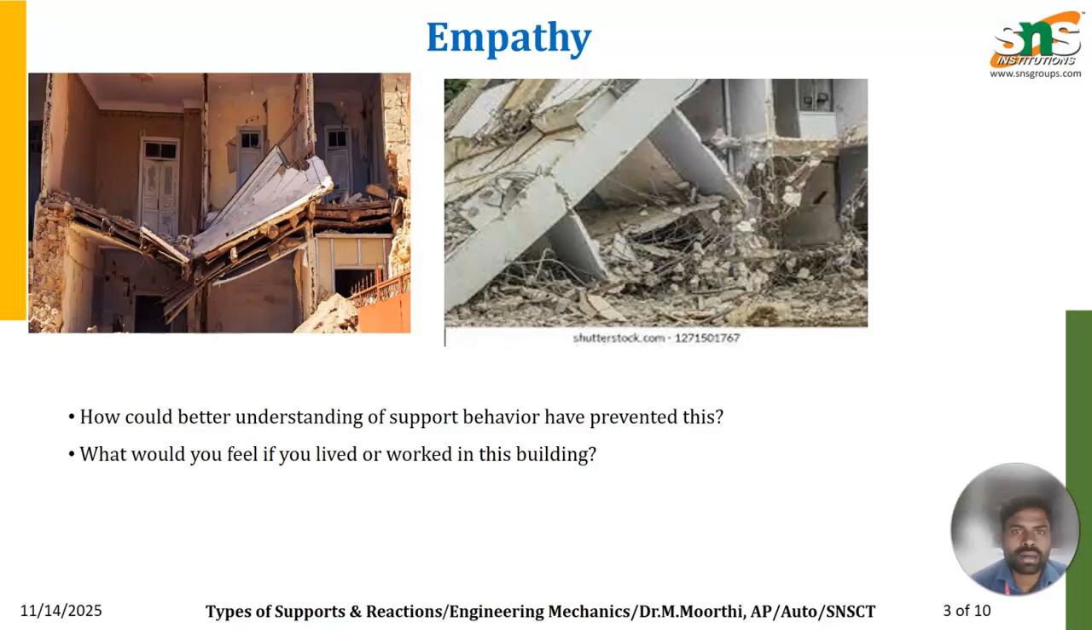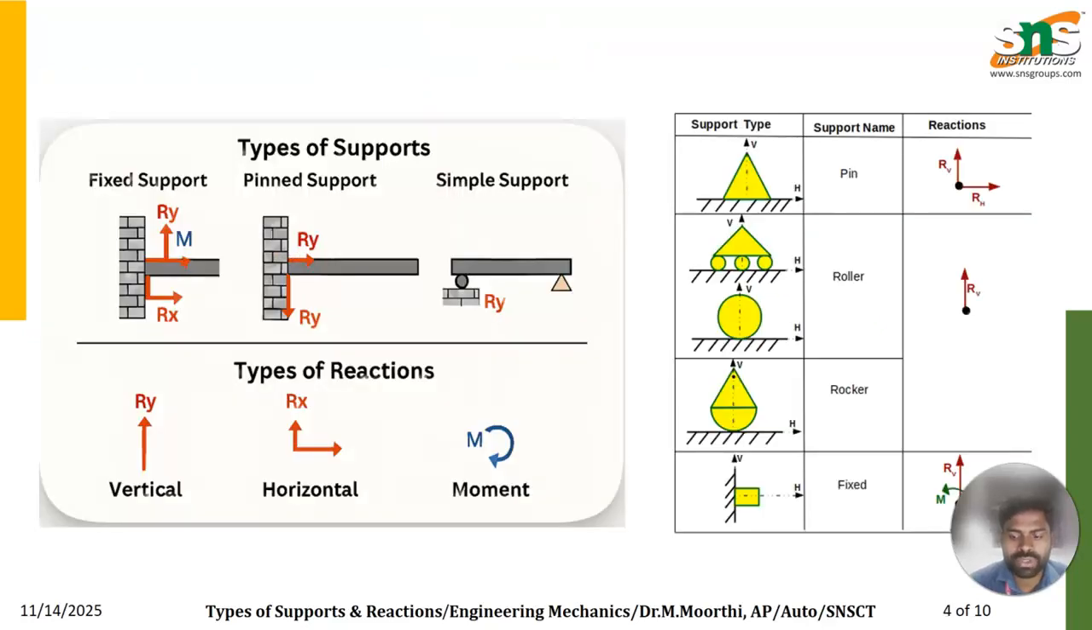And if you have a proper support, the system should be in equilibrium. If it is not in equilibrium, the system is not in a stable condition. That is the empathy part. We should know how a better understanding of support behavior could have prevented this. If we should have a proper, stable structure, what would you feel if you lived or worked in this building? So this is the case study we should consider.